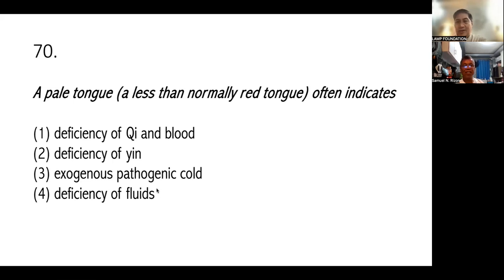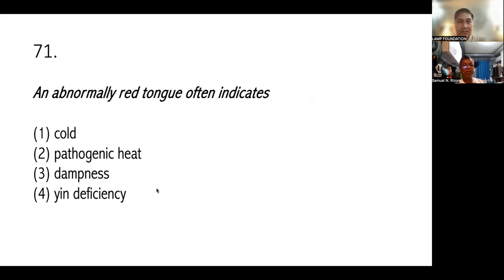Mukhang hindi na nagko-connect. Nothing is happening. So can we finish na lang all the questions? Ma'am Teresita, please. Yes po, Doc. Sige, para matapos na tayo.